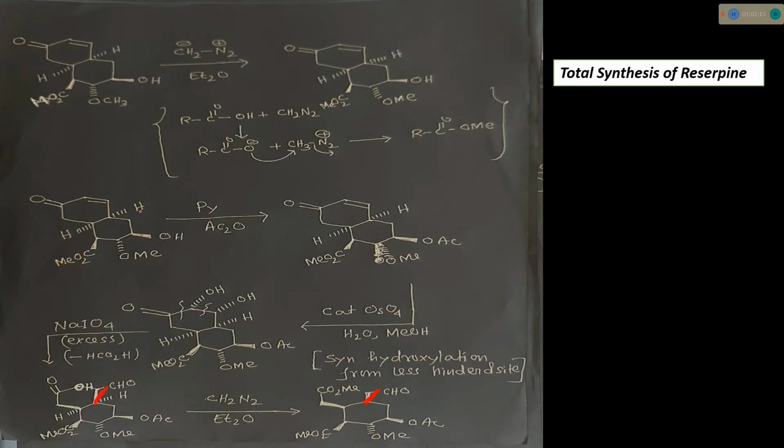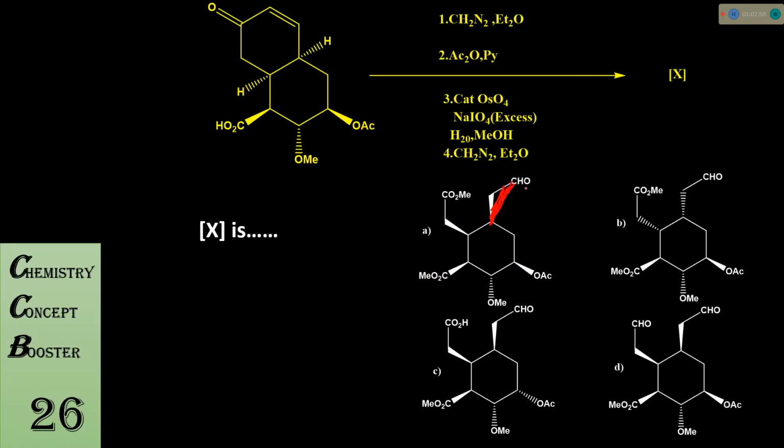See the mechanism in this case: after breaking this bond, this CH2OH becomes CHO, and this CHO after again oxidation becomes formic acid, and this will become carboxylic acid. Then after reaction with diazomethane, it will transform into carboxylate ester. But this is CH2OH, so it becomes only CHO, not CH2CHO. So that is a drawing mistake. So the correct answer is option A.